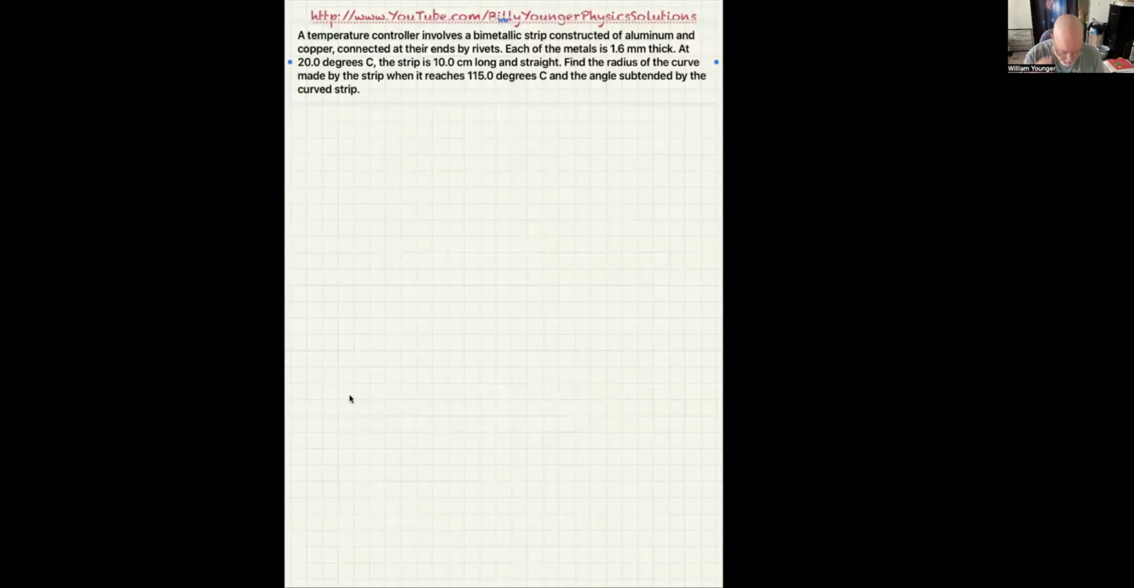Okay, so here's the problem. It says a temperature controller involves a bimetallic strip constructed of aluminum and copper and connected at their ends by rivets. Each of the metals is 1.6 millimeters thick and at 20.0 degrees Celsius, the strip is 10 centimeters long and straight. Find the radius of the curve made by the strip when it reaches 115.0 degrees Celsius and the angle subtended by that curved strip.